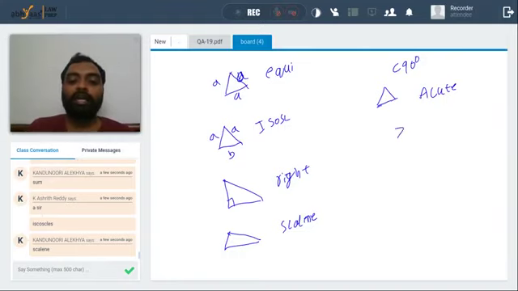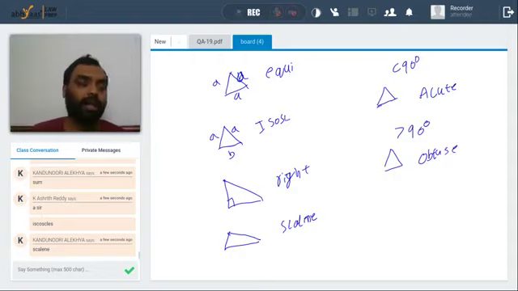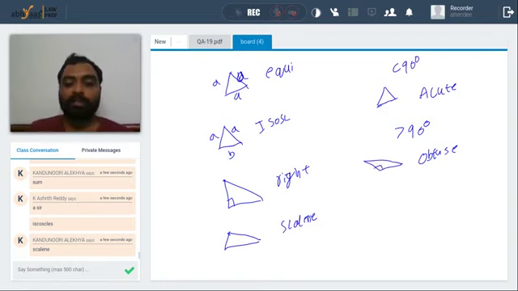Next, if all angles are greater than 90 degrees, it is called an obtuse angle triangle. Sorry, not all angles. How can all angles be greater than 90 degrees? Obviously it cannot be. Yes or no? If one of the angles is greater than 90 degrees, clear? Then it is called an obtuse angle triangle. Something like this. This is a larger one. Okay, clear? Next.